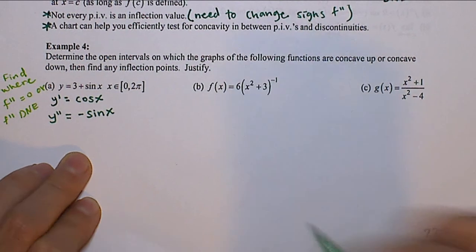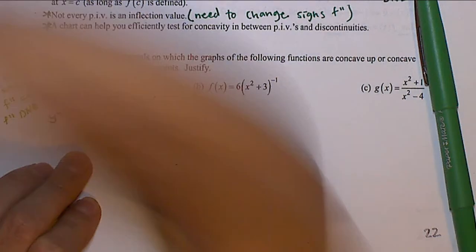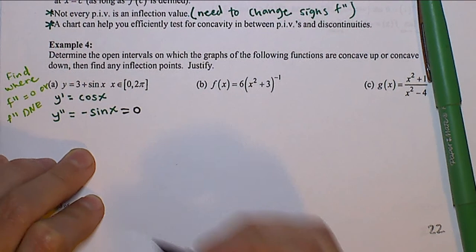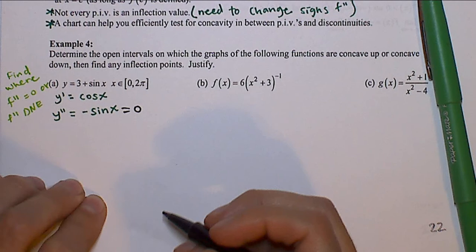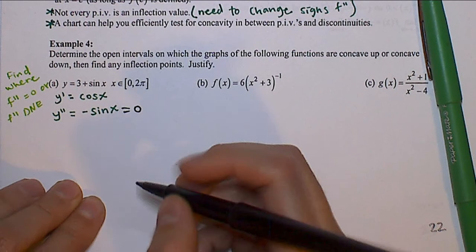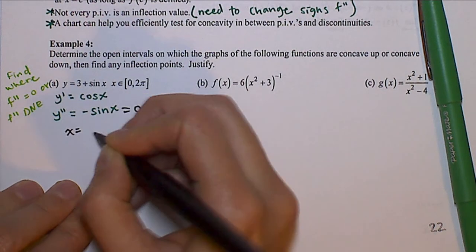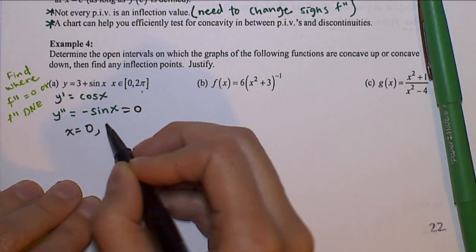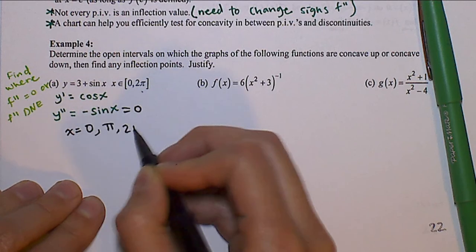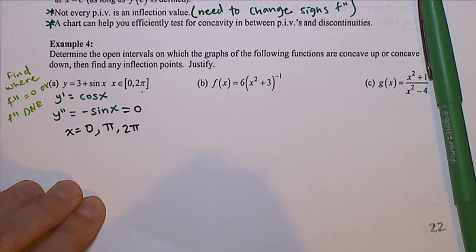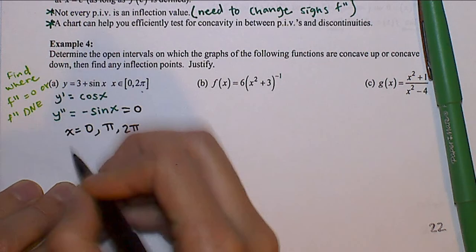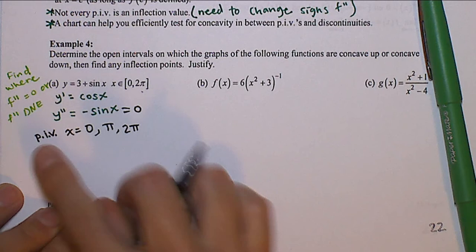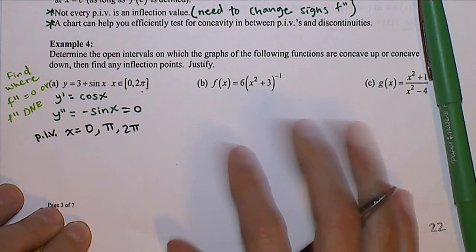So let's figure out where this equals 0. Think back to your unit circle. Where does sine of x equal 0? Sine of x will equal 0 where x is, and remember we're just between 0 and 2 pi, at 0, at pi, and at 2 pi. So these are my possible inflection values. They're just possible. We have to test to see if they are actually inflection values.